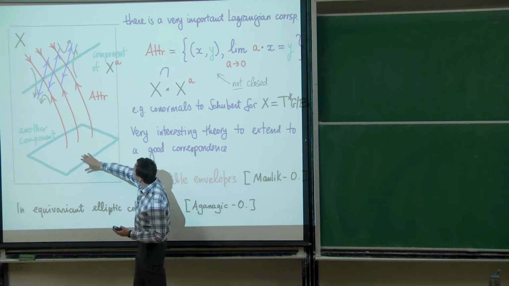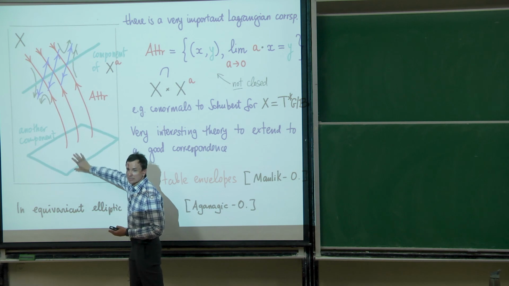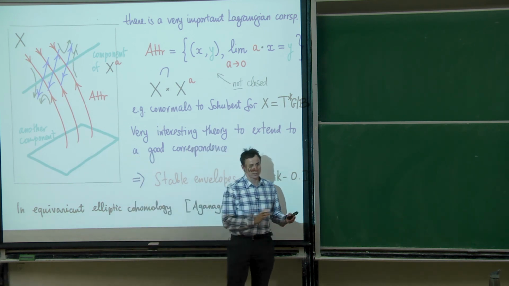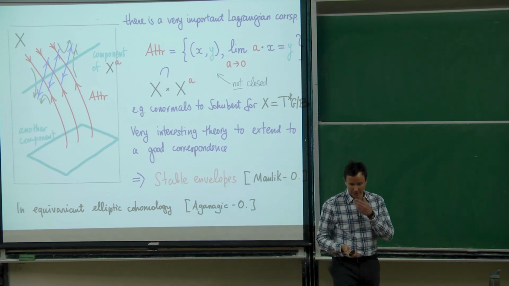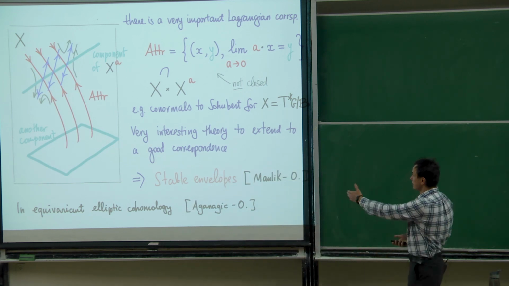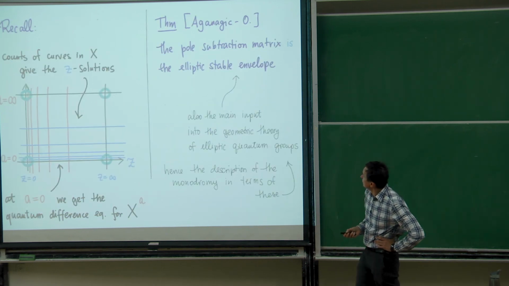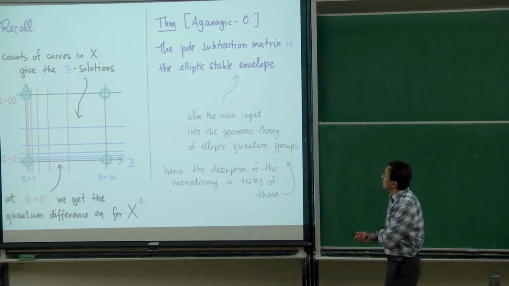You can think there's a way to correct by adding some tails to this attracting trajectory. So there's a way to correct for this to have a well-defined object. And this is what this theory of stable envelopes achieves. And the theorem I want to say is the following.